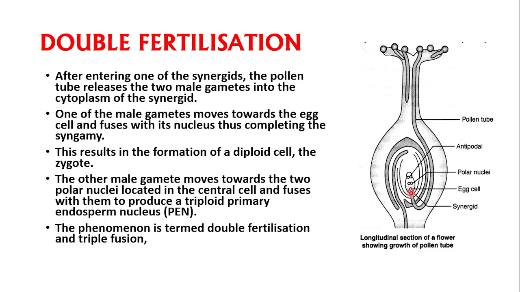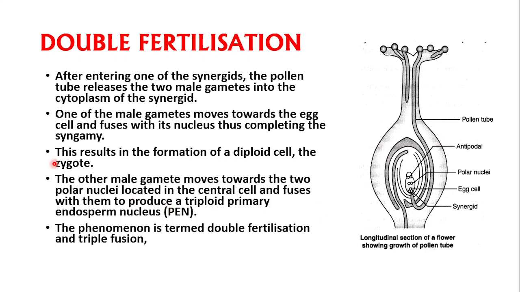When it fuses with the egg cell, it is called syngamy or fertilization. And the other male gamete will be fused with the polar nuclei. The polar nuclei are two in number, and with these two nuclei, another male nucleus will be fused. That is why the fusion of three nuclei takes place. That itself is called triple fusion.